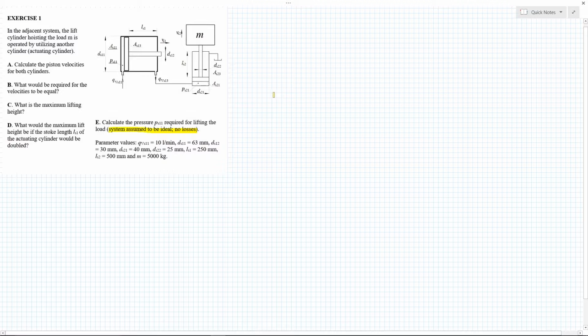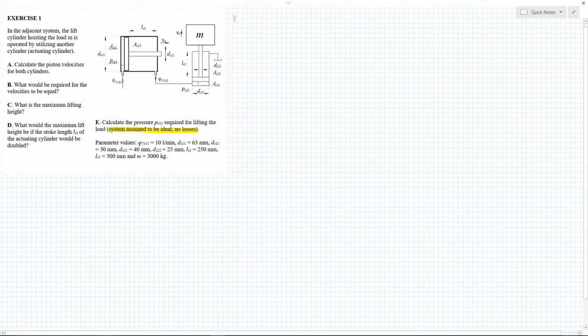Now, let's read the problem together. It says here, in the adjacent system, the lift cylinder hoisting the load M is operated by utilizing another cylinder, the actuating cylinder. This is the actuating cylinder. Calculate the piston velocities for both cylinders. What would be required for the velocities to be equal? What is the maximum lifting height? What would the maximum lift height be if the stroke length LS1 of the actuating cylinder would be doubled? And E, calculate the pressure PS11 required for lifting the load.